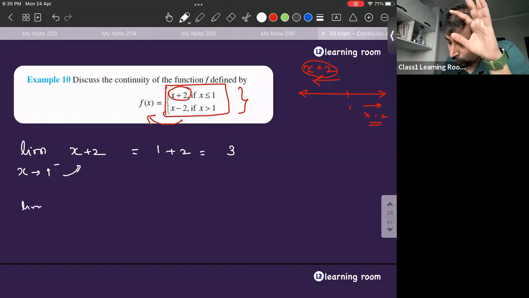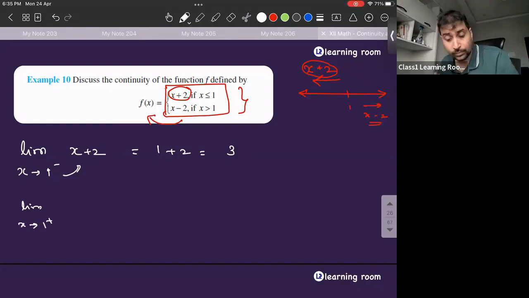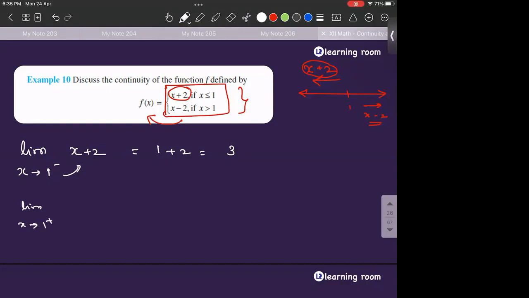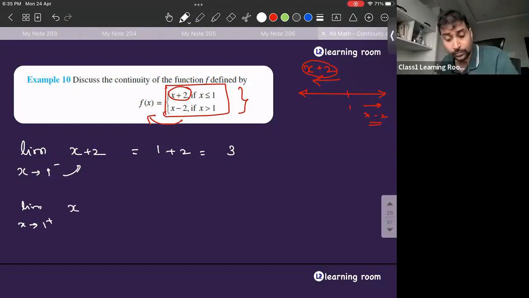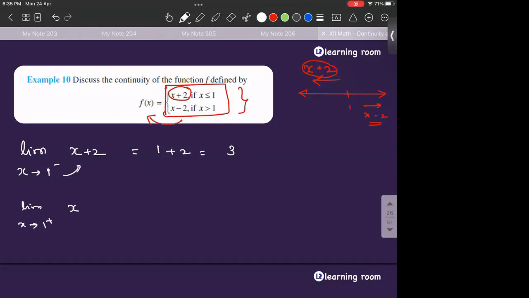So limit x tends to 1 plus, now what should I substitute? x minus 2. Correct. So you take x minus 2. When you substitute the limit, you will get 1 minus 2, which is going to be minus 1. Am I clear with this? So the left limit is 3, the right limit is minus 1.